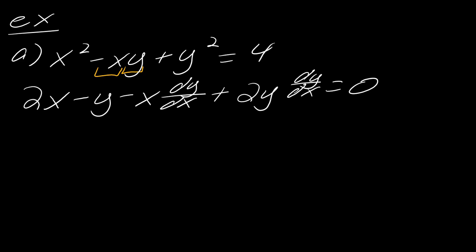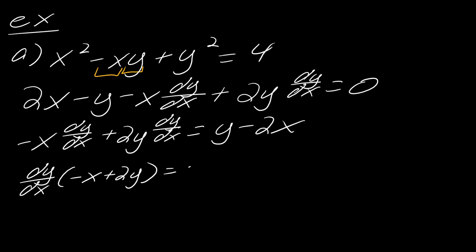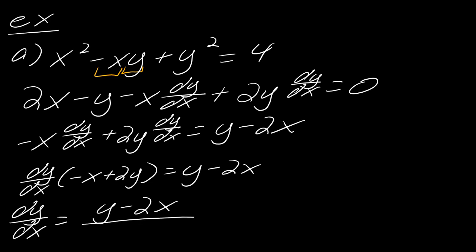So next, I want to solve for dy dx. These two terms here that do not have a dy dx, I'll put them on the other side. So this becomes negative x dy dx plus 2y dy dx, and this will become positive y minus 2x. And then I can factor out my dy dx and divide out this part to get dy dx equals y minus 2x over, we'll write this as 2y minus x. And so there's your derivative.